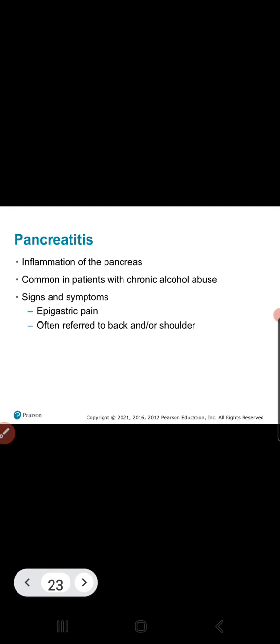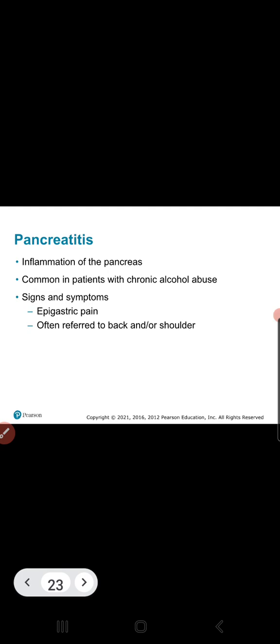All right, pancreatitis, inflammation of the pancreas, common in patients with chronic alcohol abuse. Signs and symptoms include epigastric pain, often referred to lower back or shoulder. Weirdly enough, there was a bunch of this going around a few years ago, which was kind of weird in our small community. There were 4 or 5 people I knew that had pancreatitis at the same time. 2 of them drank occasionally, but they weren't even hard drinkers. It's just something they ended up developing.